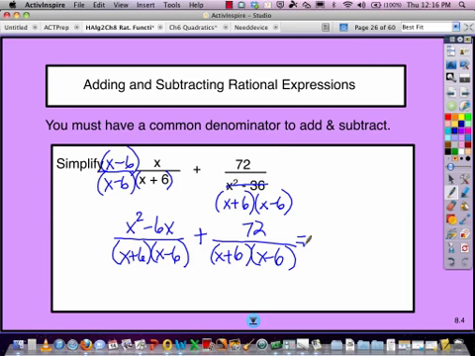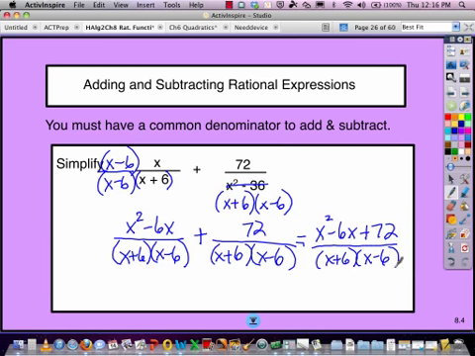We need to add or subtract our numerator. So what is x squared minus 6x plus 72? And our rule has always been with polynomials, only add and subtract the like terms. So we are going to get x squared minus 6x plus 72. And it's all over an x plus 6, x minus 6 factor combination.